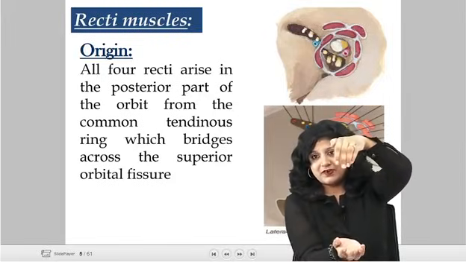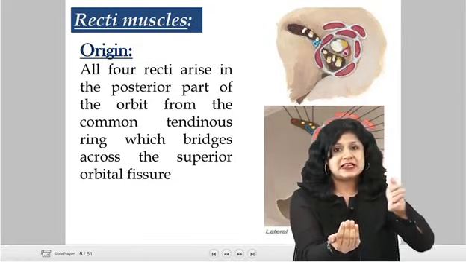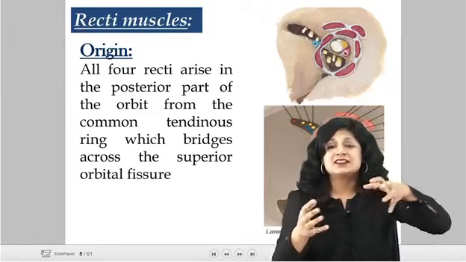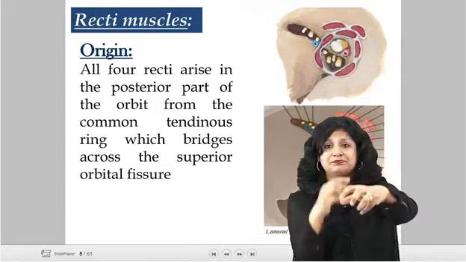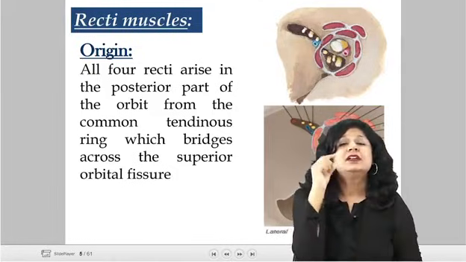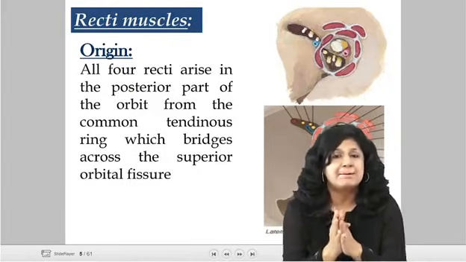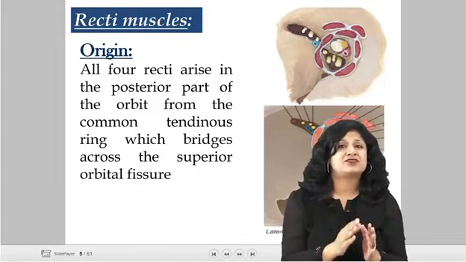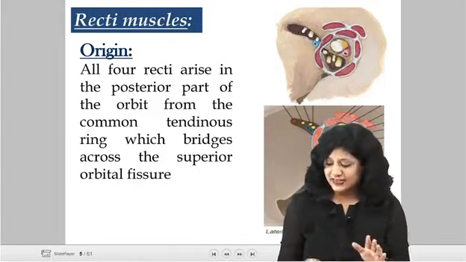Superiorly, we have the superior rectus. Inferiorly, we have the inferior rectus. Medially, we have the medial rectus, and laterally, the lateral rectus. It is like holding the eyeball anteriorly, coming from a small annulus of Zinn lying at the apex of the orbit. So I think the origin of the rectus muscles is very clear.